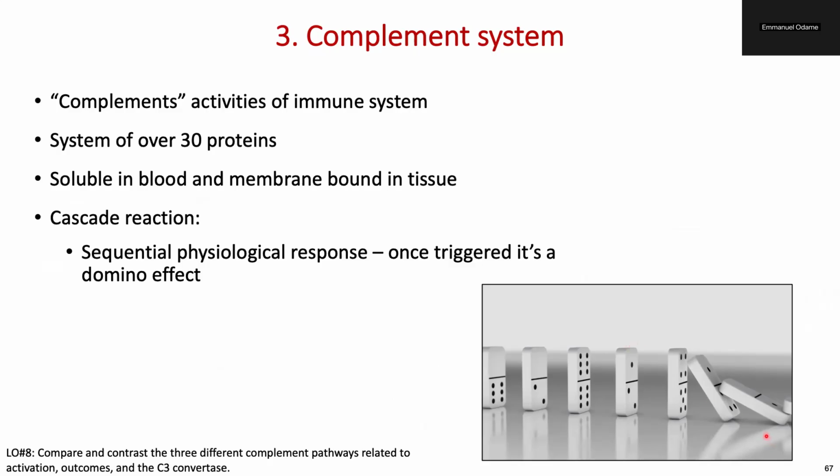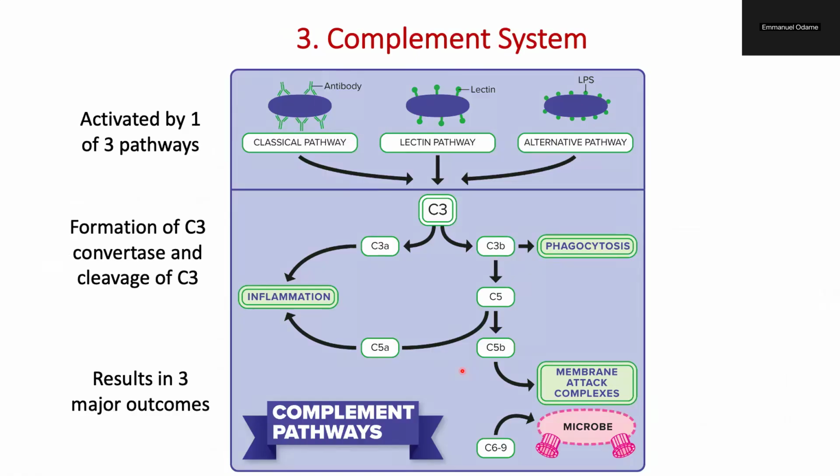So basically, like this image here, once one complement protein is activated, all the rest are subsequently activated as time goes on. Like if you push one of these, all of this will go down. Once it's triggered, it will cause a subsequent reaction of all downstream mechanisms, like the domino effect. So this is a summary of how the complement system works. It begins by activating any of these three pathways.